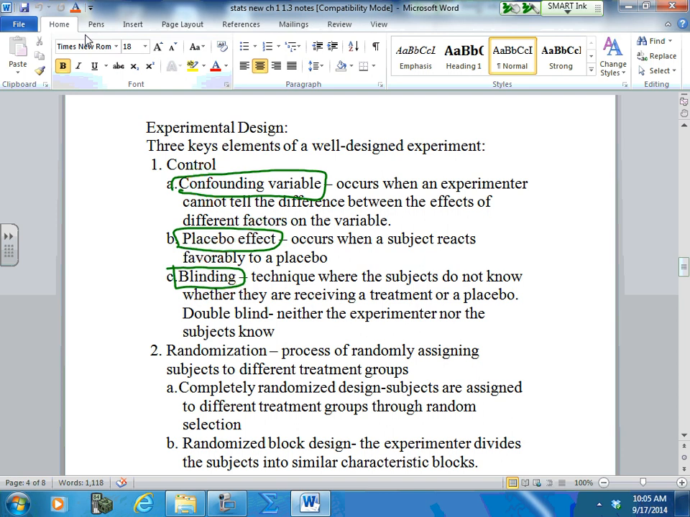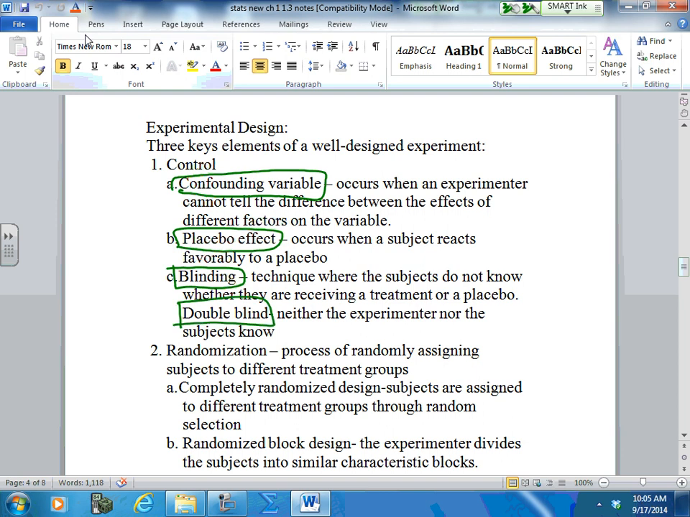You don't want any bias on the part of the person running the experiment or the person taking part in the experiment. And then at the end, you have to tell them that bottle B, by the way, was your treatment. Let's see how that group performed. Okay? So we see this in blinding.